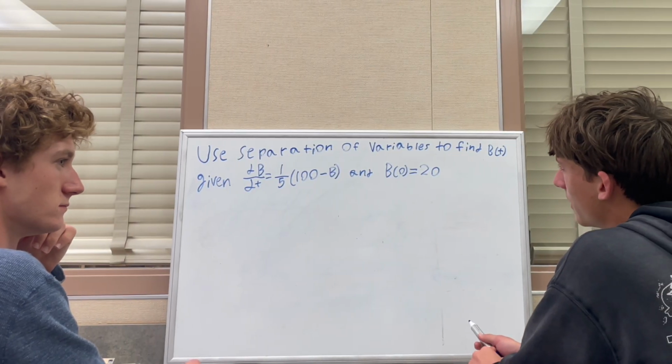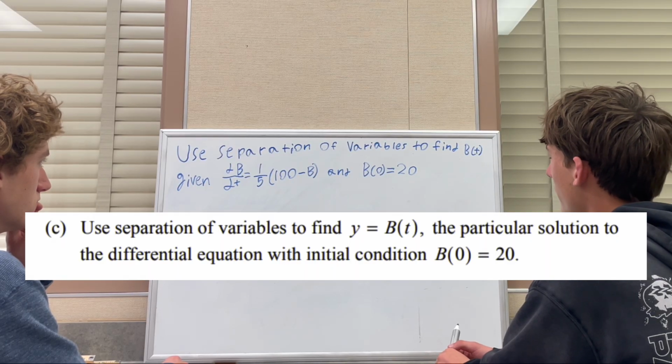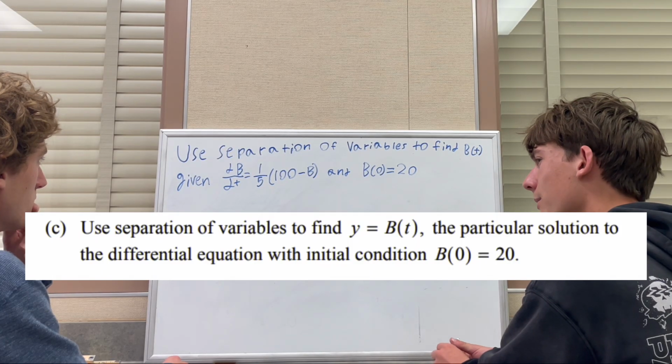So it's taken a while to get here, but we finally made it. We're on to part C. So we've got to use something called separation of variables to find b of t, and it looks like we're given the derivative and the initial condition. So how do we go about that?